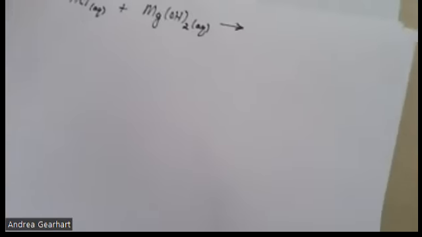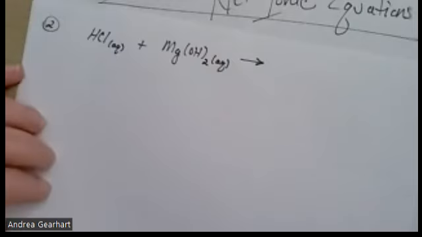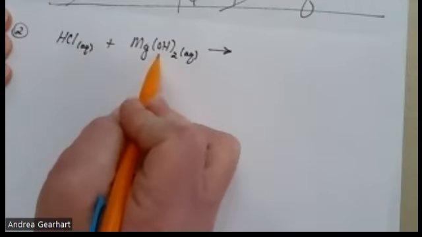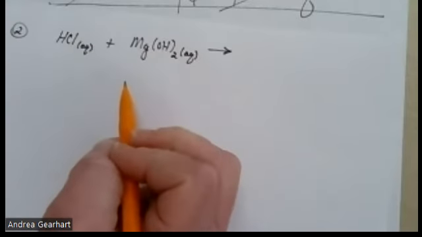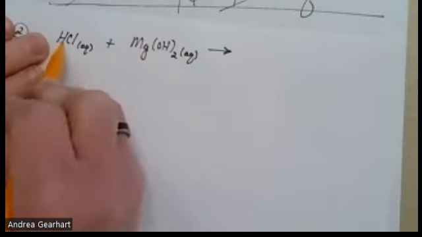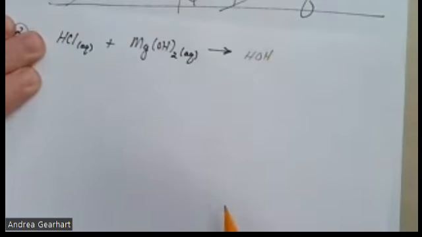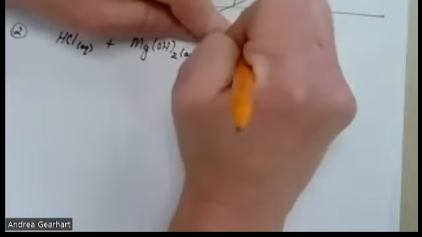Okay, let's look at another example. Now, if you were asked to create the ionic and the net ionic, all right, well, compound plus compound, I'd say double replacement. Let's switch our cations. So we'll have HOH, which you can absolutely write as water if you would rather.